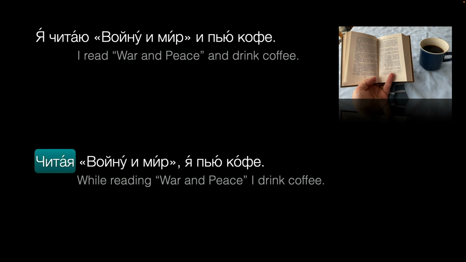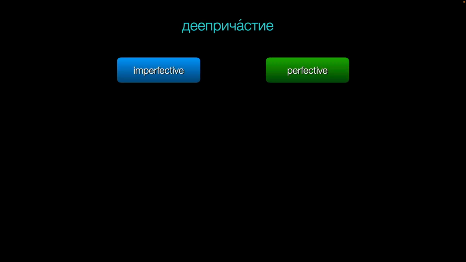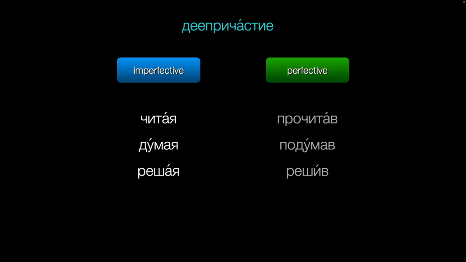This form, читая, is an adverb that's derived from a verb, so let's call it a verbal adverb, деепричастие. In other words, it describes another action, or some would say, it gives an additional or secondary sense, добавочное, второстепенное значение, to the action in the main clause. There are two kinds of verbal adverbs, imperfective and perfective. In this video, we'll just cover the imperfective verbal adverbs.